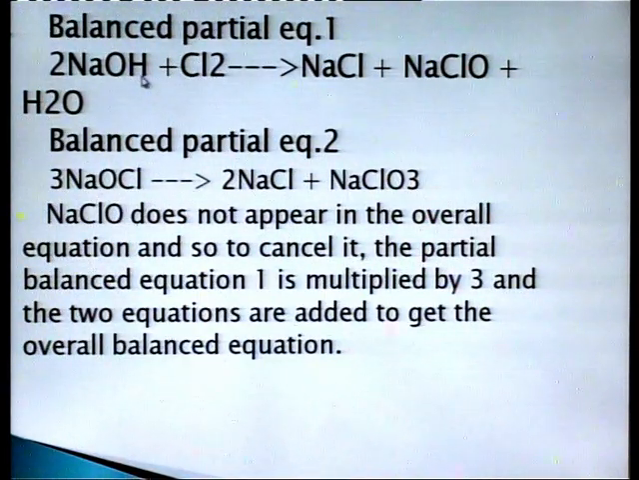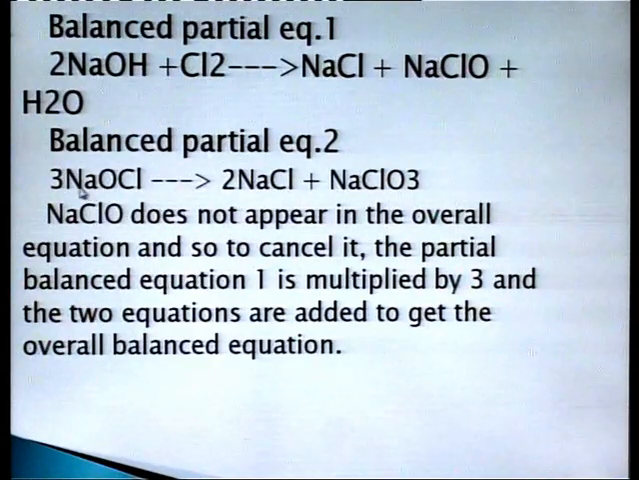If we see the number of hydrogen atoms, there is 2 hydrogen. This side also contains H2, means 2 hydrogen atoms. If we count the number of oxygen atoms, on the reactant side there are 2 oxygen. Similarly, on the product side 1 plus 1, that is 2 oxygen atoms are again there. That means this partial equation has been balanced. Now let us balance the second partial equation.